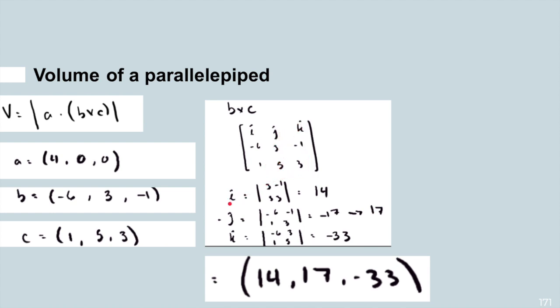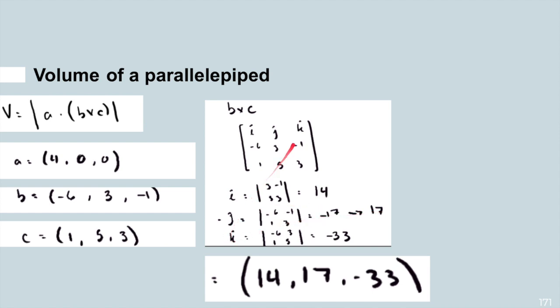We do that, and to find I, we cross out I's column and I's row, and we find the determinant of what's left over. So 3 times 3 is 9, minus negative 5 is 14. Now for J, we cross out its column and its row, find the determinant of what's left over. Negative 6 times 3, negative 18, minus negative 1 is negative 17. Remember, the J hat is negative, so we have to multiply our answer by negative 1, and we get 17.